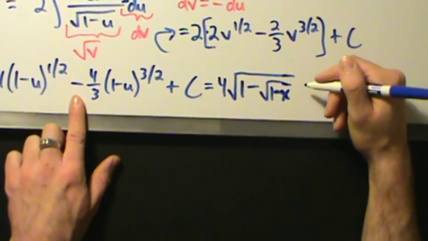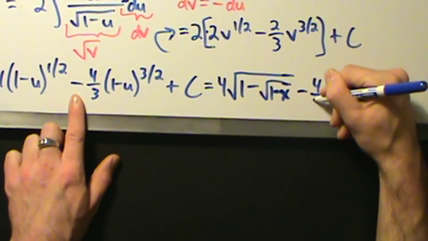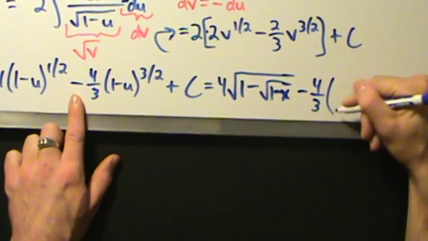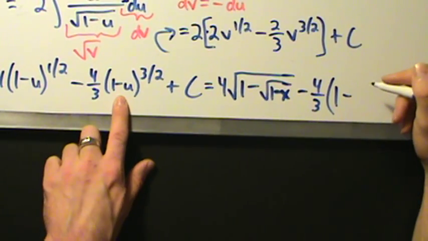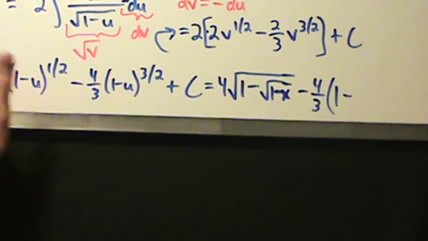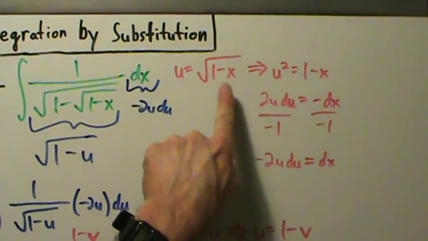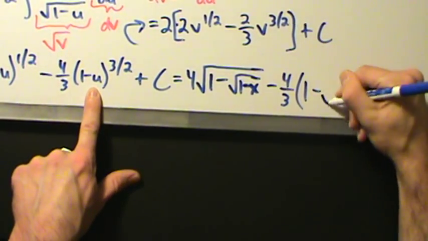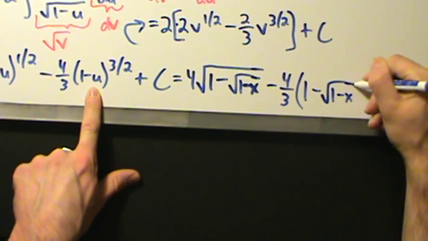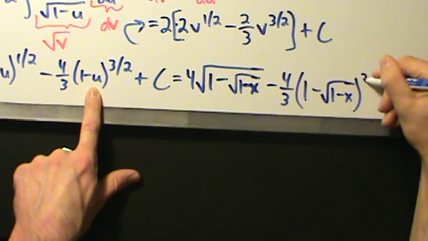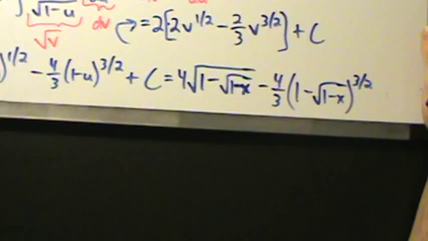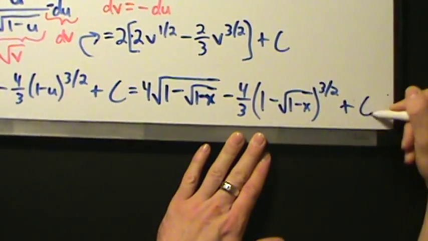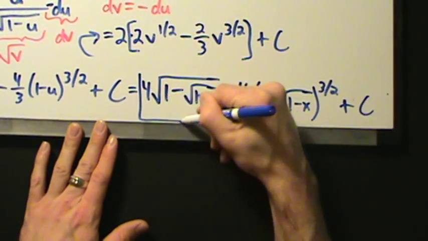Now, what do we have? Minus 4/3 times 1 minus u. But remember, u is the square root of 1 minus x. So we're going to go back to that. So this u becomes the square root of 1 minus x. And then that's being raised to the 3/2. And then we have a plus c. So that's our final answer here.